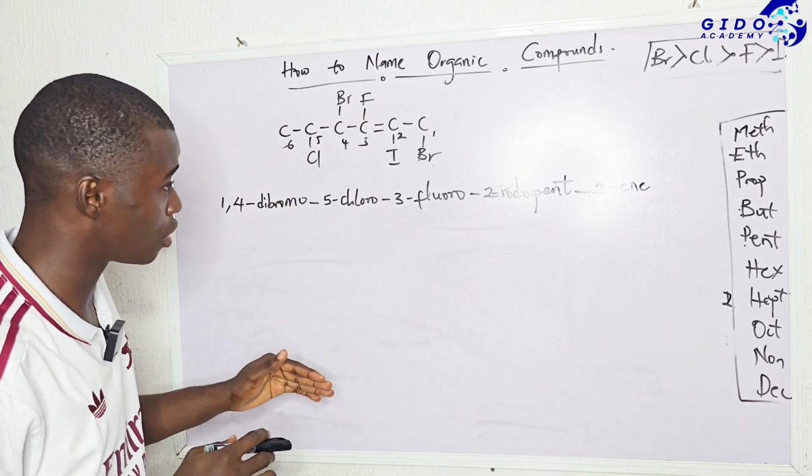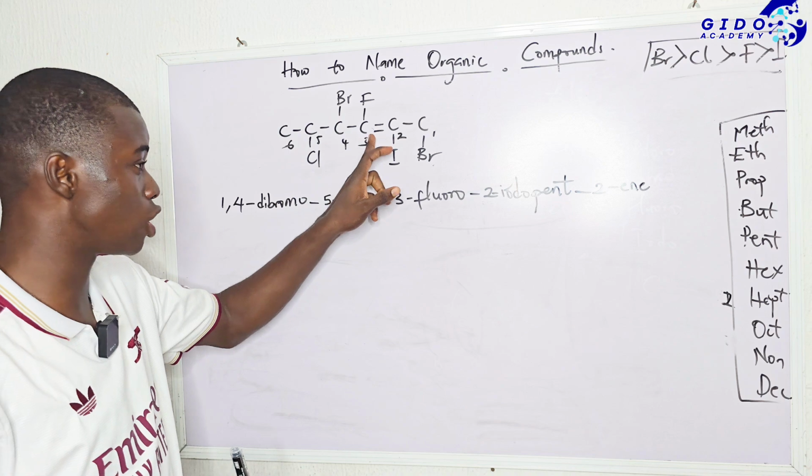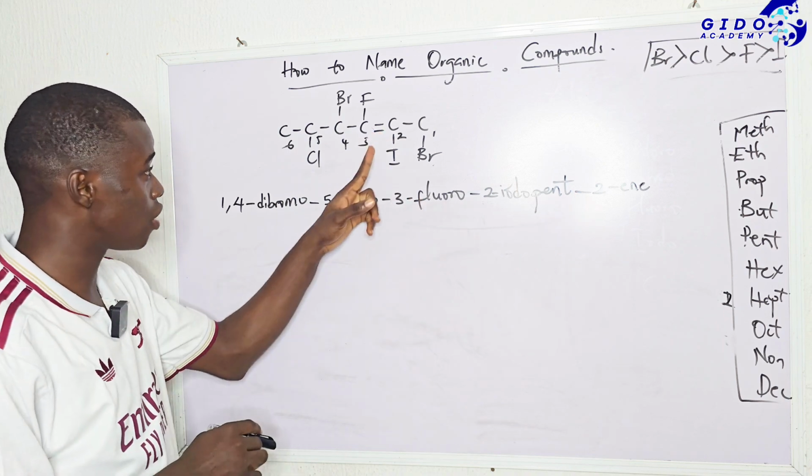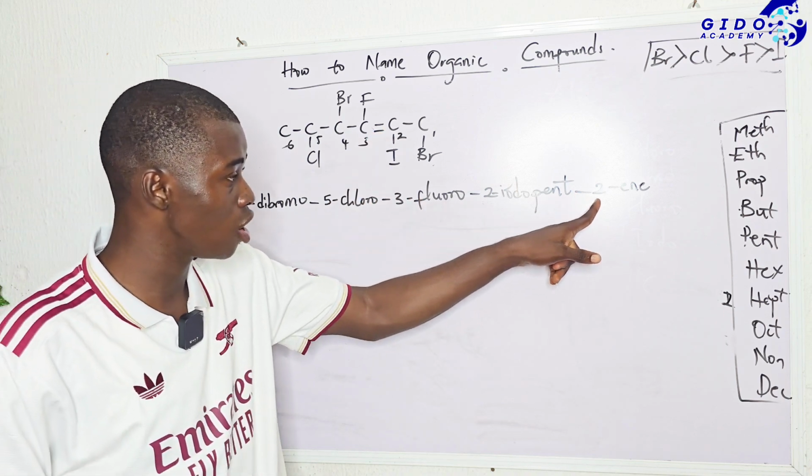So the structure will now be, assuming here is single bond, just for you to write hexane. But as long as there is a double bond here, you have to tell us the position of the double bond.